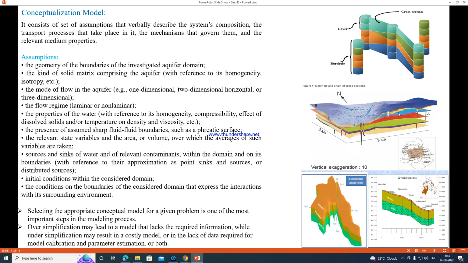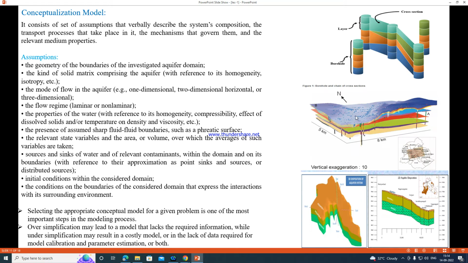ArcGIS has different types, like ArcMap, ArcScene, ArcCatalog, all these things. In ArcScene, you can view it in a three-dimensional manner. This is discrete. These boreholes are the discrete representation. If you combine the boreholes and the geophysics, it will be like a continuous representation.